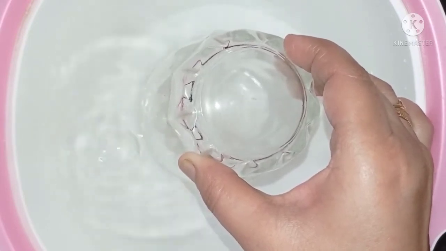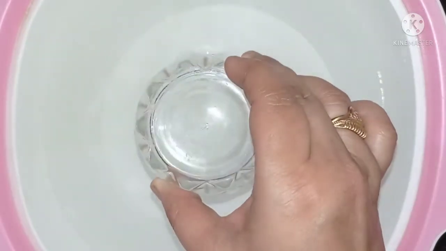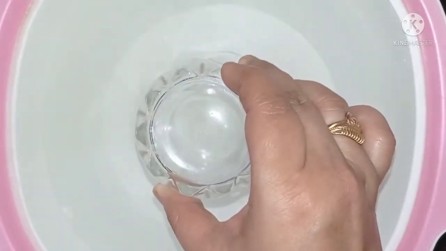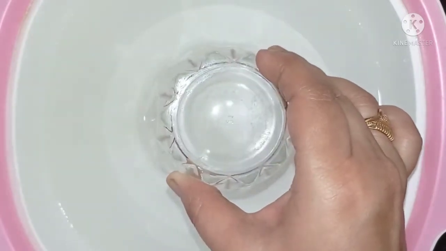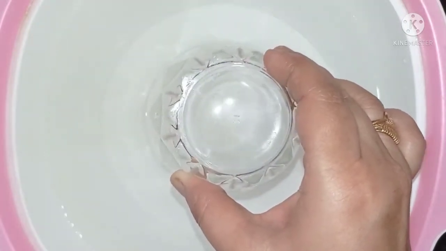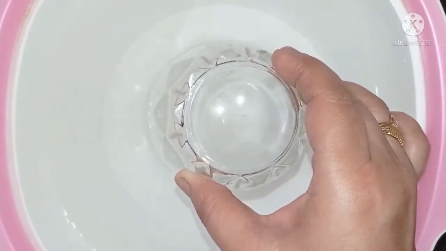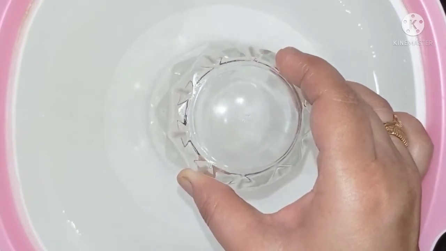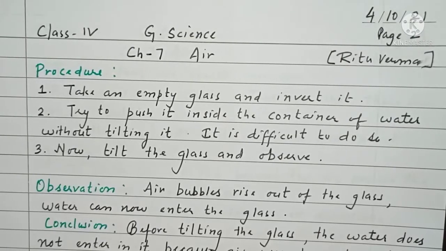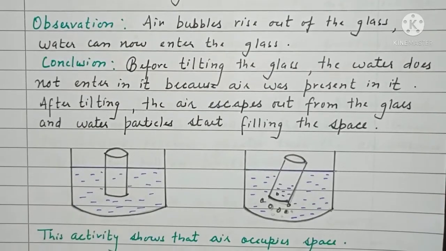So students, what is the conclusion? Before tilting the glass, the water does not enter it because air was present in it. After tilting, the air escapes out from the glass and water particles start filling the space. So, this activity shows that air occupies space.